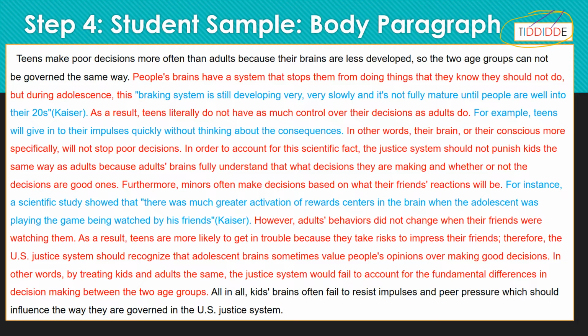She's got her two hamburger buns, top, bottom, and she has at least two pieces of evidence. She has three. One, two, three. So as we go through and read, teens make poor decisions more often than adults because their brains are less developed. So the two age groups cannot be governed the same way. She needs a transition.